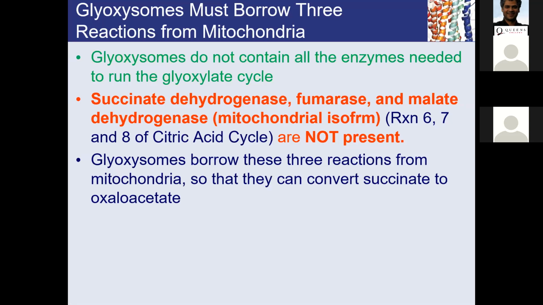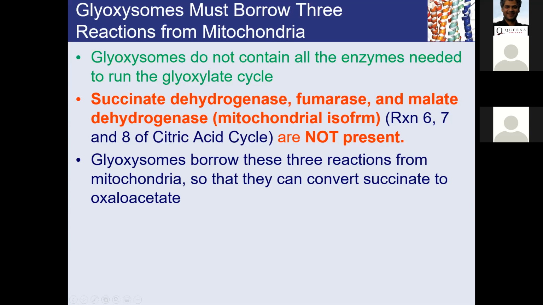So glyoxysomes are this very unique organelle. And to make sugars, it actually borrows certain reactions from mitochondria. Okay. So glyoxysomes don't contain all the enzymes needed to run the glyoxylate cycle. For example, succinate dehydrogenase, fumarase, and malate dehydrogenase don't exist. They're not present in glyoxysome. So they borrow these three reactions from mitochondria so they can convert succinate to oxaloacetate.